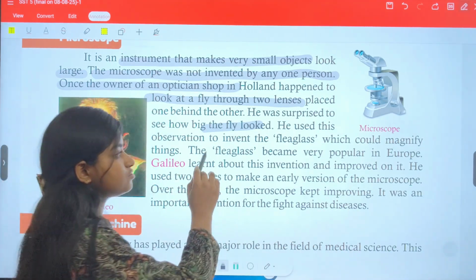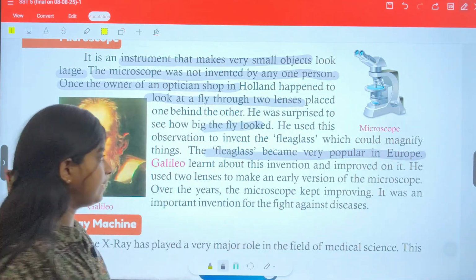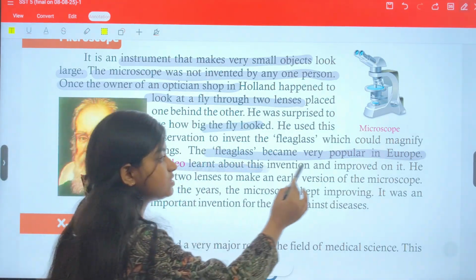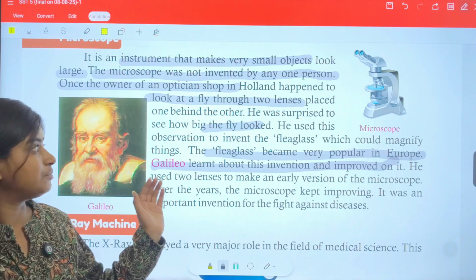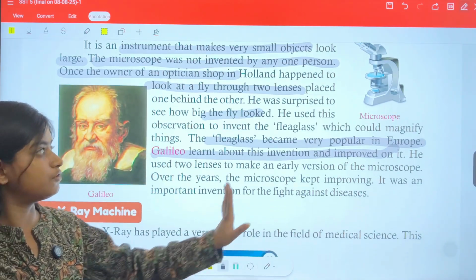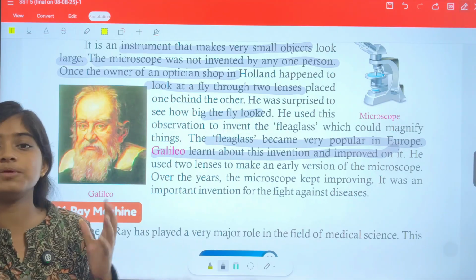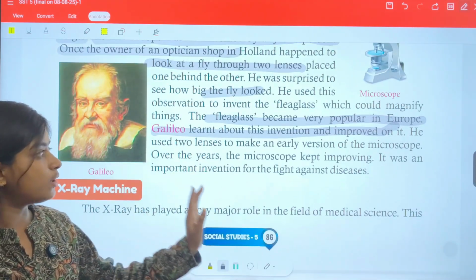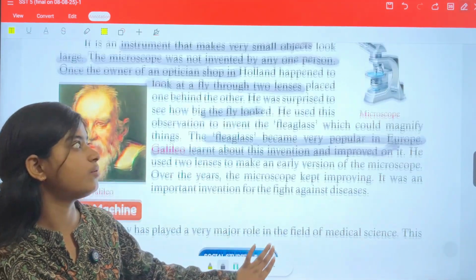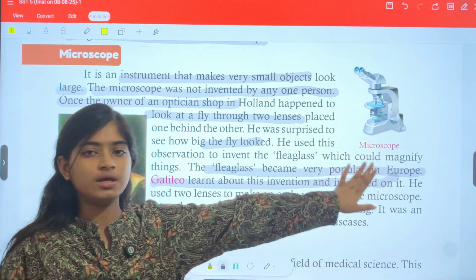The flea glass became very popular in Europe at that time, and Galileo learned about his invention and improved on it. That means first the flea glass was invented to magnify things, and later Galileo improved this invention. He used two lenses to make an early version of the microscope. As you can see, lenses are used in this microscope.